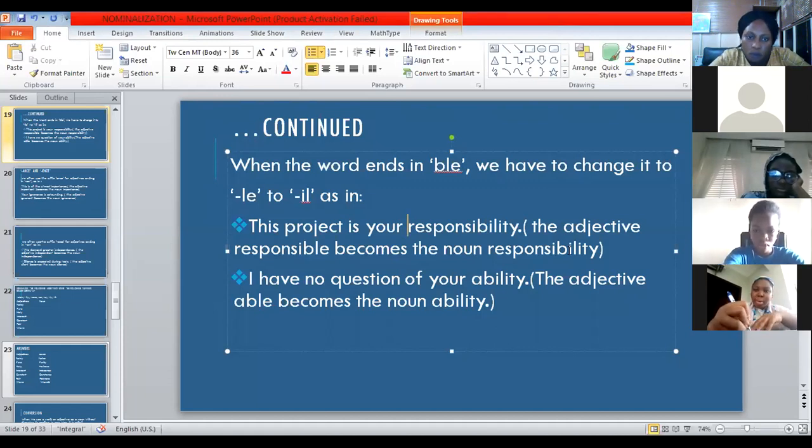The adjective able becomes the noun ability. How did we arrive at that? The same way we arrived at responsibility. We elide the E and we add ITY.